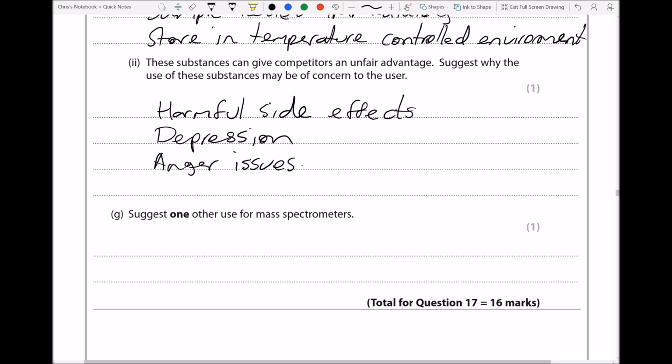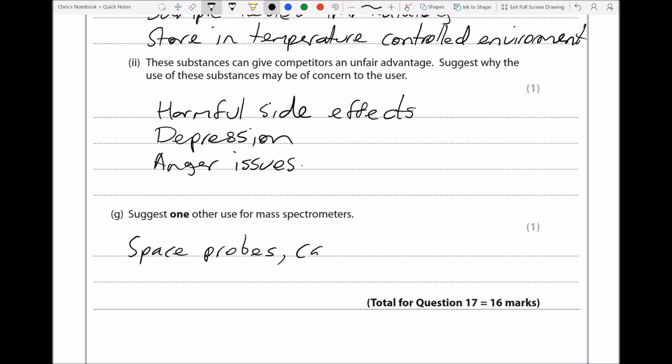Okay. And then suggest one use for mass spectrometers. Mass spectrometers are used really commonly. So they use things like space probes. They took one up to Mars to try and detect water. So we'll put that on there. Obviously, probes. Make sure I spell that right.